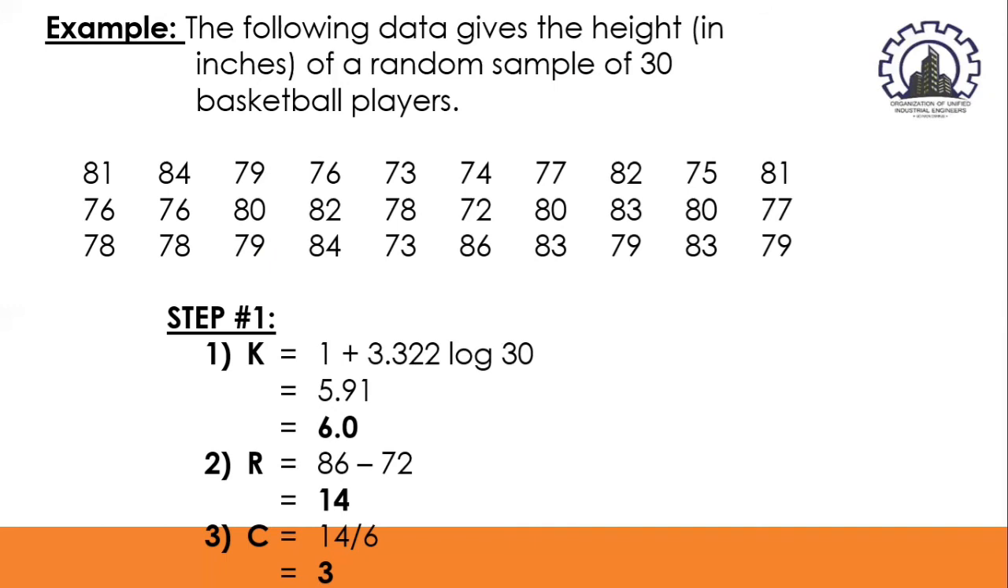And for R, or our range, as you can notice, our highest value in our raw data is 86 minus the lowest value of 72. Therefore, our range is 14. And for our C, or class width, all we need to do is divide 14 by 6. Therefore, our class width is 3. All right, so that's how you do a frequency distribution table.